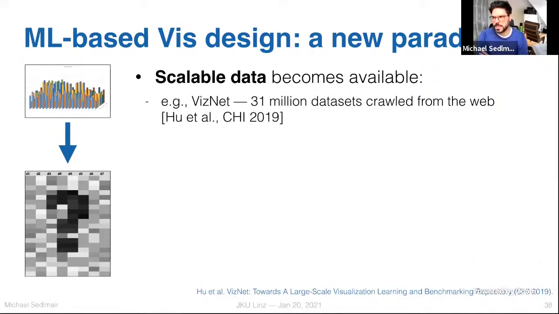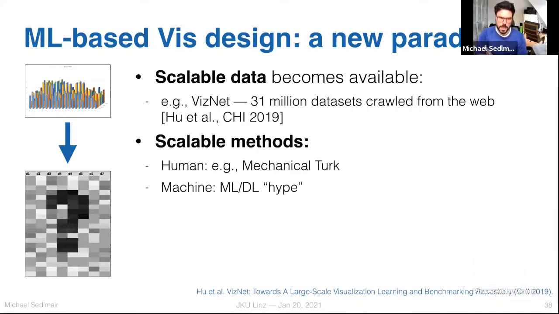One is that really scalable data becomes available. If you look around, there's not just this one paper that I'm citing here, but that paper from Kai 2019 essentially provided 31 million data sets crawled from the web that could be used for the sort of approach that we're suggesting here. At the same time, we have scalable methods, both in terms of gathering human judgments. Most of our studies nowadays are on Mechanical Turk. You just get much more feedback and quicker feedback. There are new challenges in cleaning and working with that data. But for what I would call lower level perceptual tasks, those studies work really well.